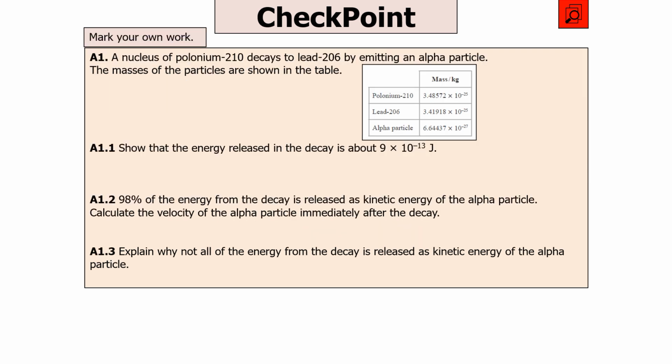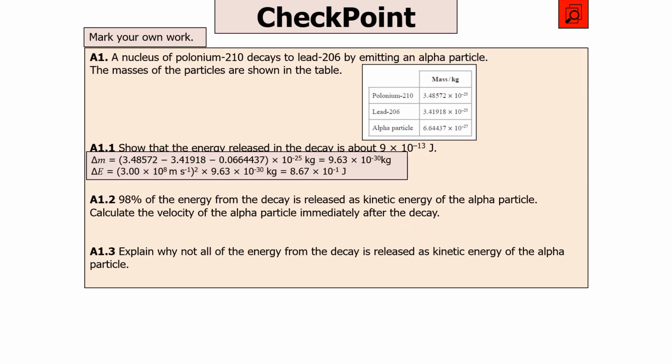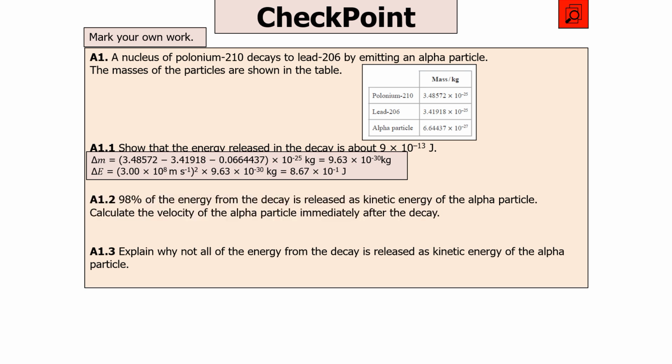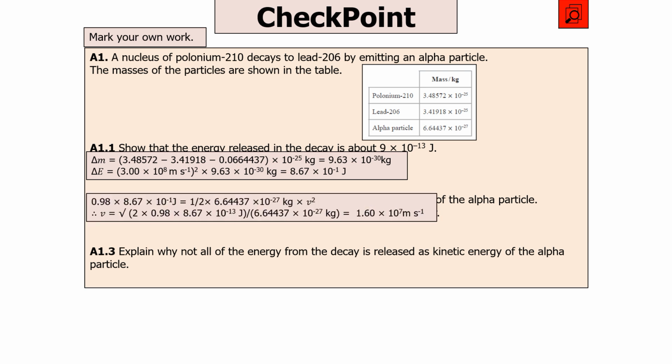Right, in this first one, what's the difference in mass? So you find the mass before, the mass afterwards, and it's 9.63 times 10 to the minus 30 kilograms is the difference. E equals mc squared, pop it through, 8.67 times 10 to the minus 13 joules. The next one, when you work it out, what happens? So you'll take this value and multiply by 0.98. That is therefore equal to the kinetic energy of the alpha particle, which is a half mv squared.